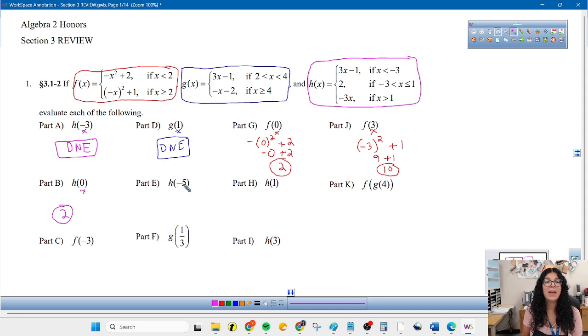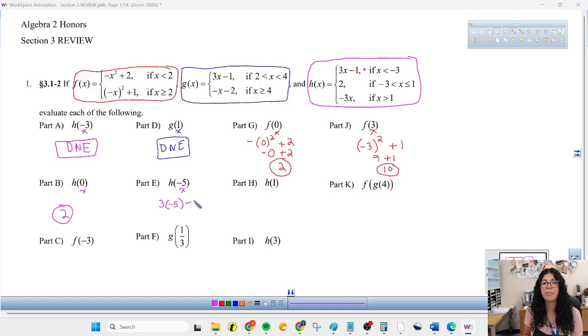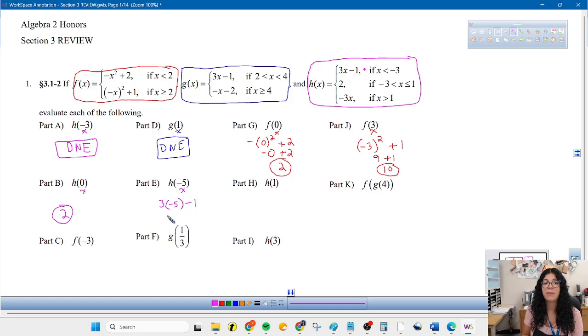Next, I have h of negative 5. So I'm plugging in the x value of negative 5 into the function h. Is negative 5 less than negative 3? Yes. So I'm going to be using the first equation on this one. Plugging in negative 5 would be 3 times negative 5 minus 1. 3 times negative 5 is negative 15. Negative 15 minus 1 is negative 16.